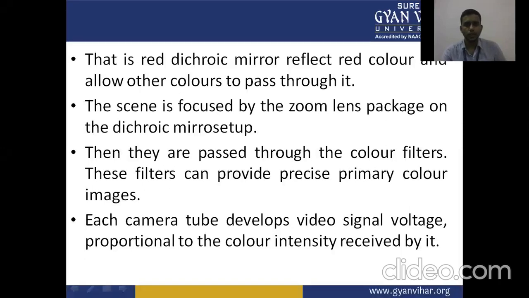That is, the red dichroic mirror reflects the red color, and all other colors pass through it. The scene is focused by the zoom lens package on the dichroic mirror setup, and the light is passed through the color filters. These filters can provide precise primary color images. Each camera tube develops a video signal voltage proportional to the color intensity received by it.